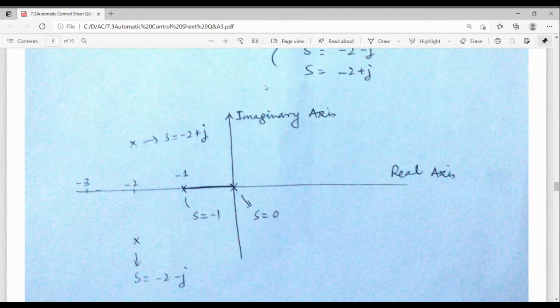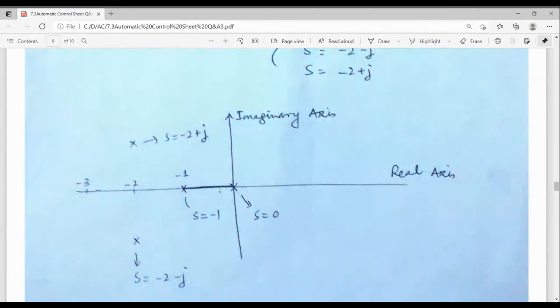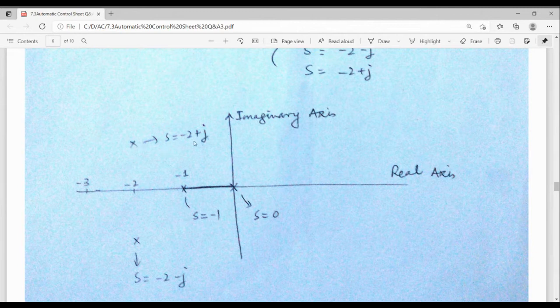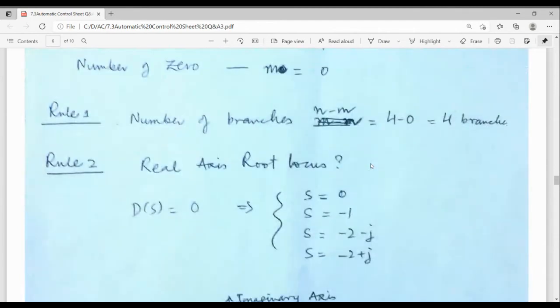This is the real axis, this is the imaginary axis. So we have s equal to 0, s equal to minus 1. This is the real axis root locus, and the other two points are s equal to minus 2 plus j and s equal to minus 2 minus j. This is known as the real axis root locus.